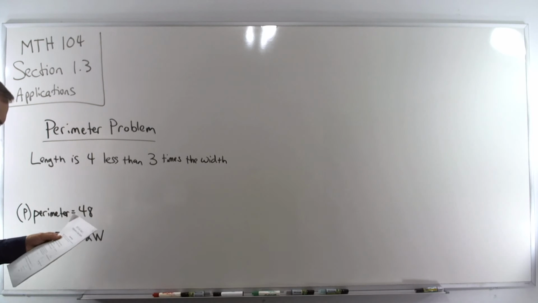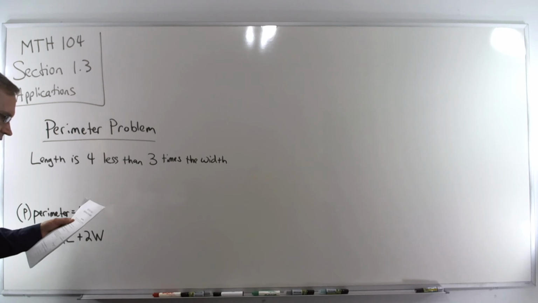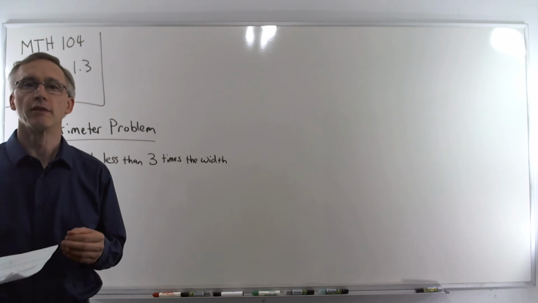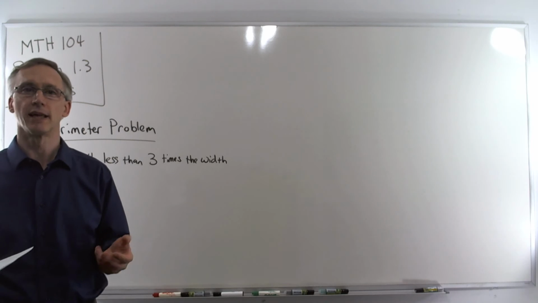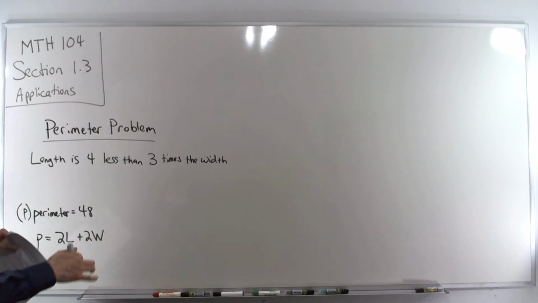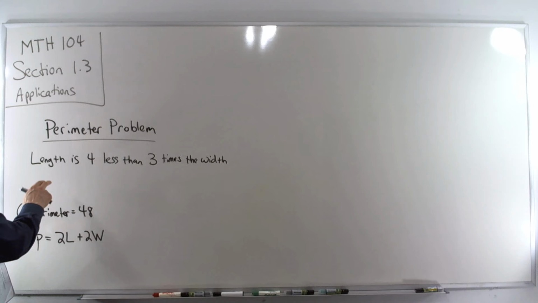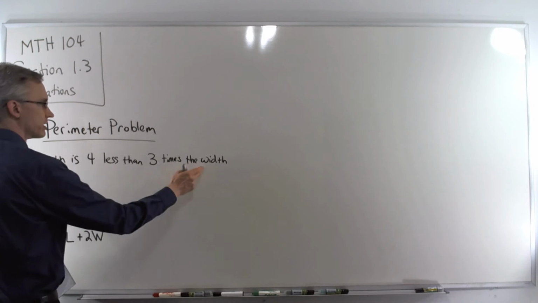So in the first problem, the length of a rectangle is 4 meters less than 3 times the width. So there's the relationship between the length and the width. We need to translate that into an equation. So here's the sentence. I took out the units because we don't need those. Length is 4 less than 3 times the width.